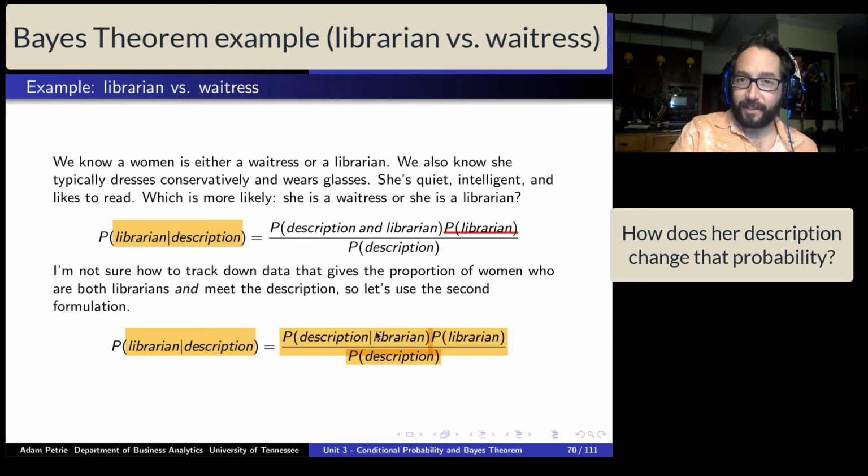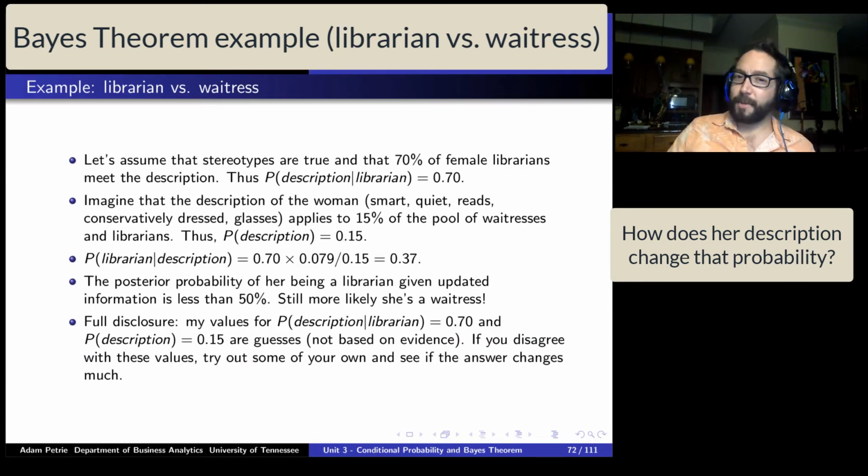How often is the stereotype correct? Among librarians, what's the probability that she matches that description? And just in general, among waitresses and librarians, how often does that description apply? So we'll need a little bit of guesswork. And for the top probability, basically how often are stereotypes true? What's the probability that a librarian would have that description?